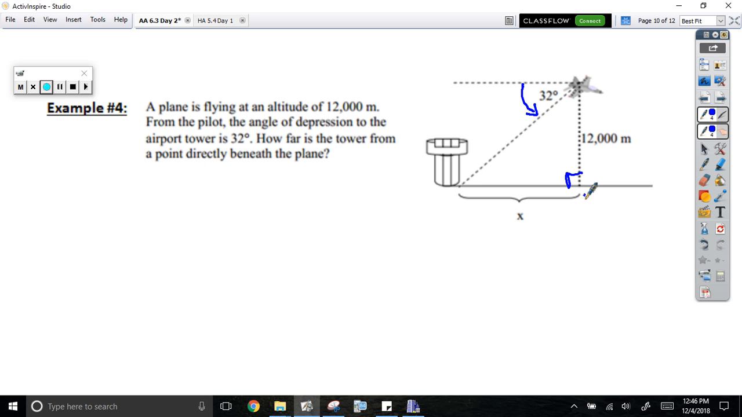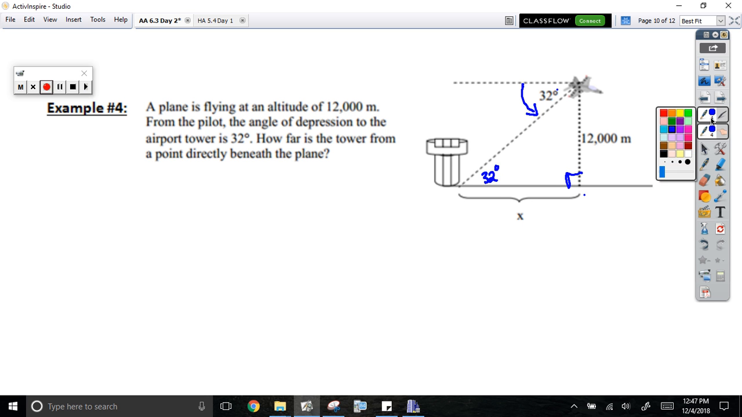So you'll notice 32 is not in the triangle that we see. So you have two options. You can either construct another triangle by drawing a 12,000 over here, kind of creating a rectangle, and then you'd have two triangles. Or you can use your alternate interior angles to move the 32 down here. And actually there's another option too. We know these two angles will be complementary. So if you wanted to, you could do 90 minus 32 and find out your other angle. So 3 ways you could solve.